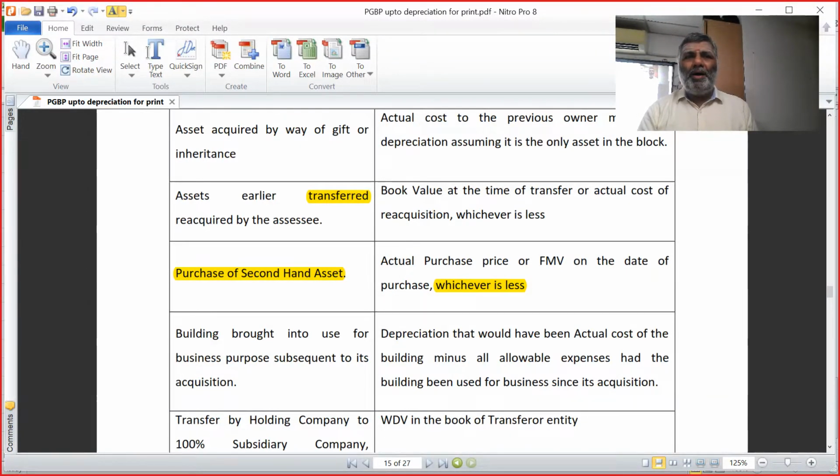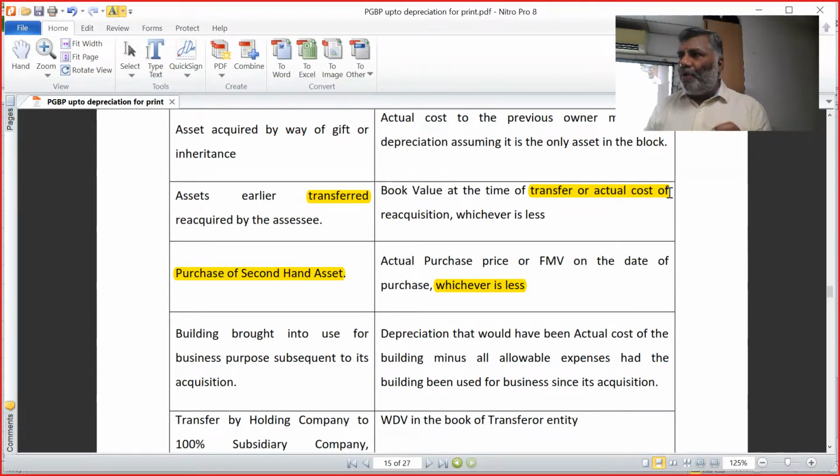Asset earlier transferred, now reacquired. Book value at the time of transfer or actual cost of reacquisition, whichever is less. Book value at the time when you transferred, what is the book value? Up to that you have already claimed the depreciation. For the remaining you can claim. When you transferred, what is the book value or cost of reacquisition now, whichever is less.